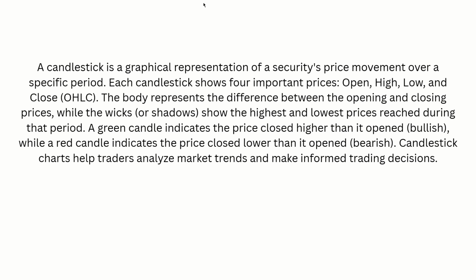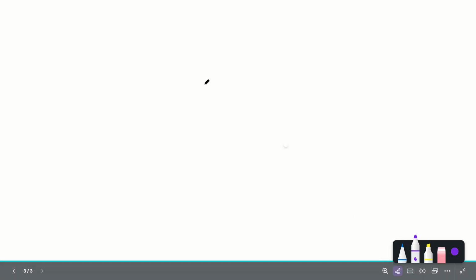Let's move forward. Each candlestick shows four important prices. Before understanding the chart, you have to understand the basics of candles. This is how a candle actually looks, and here you will see some wicks. That is called a wick, this is also called a wick, and this is called a body, right?